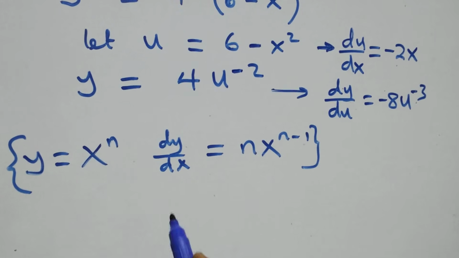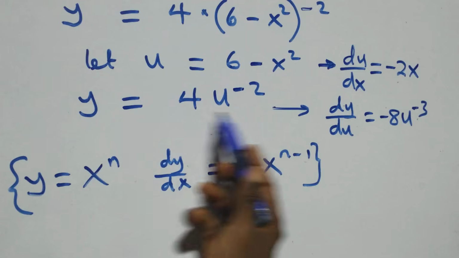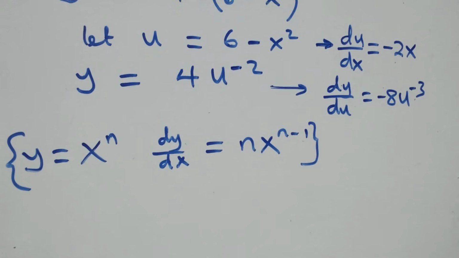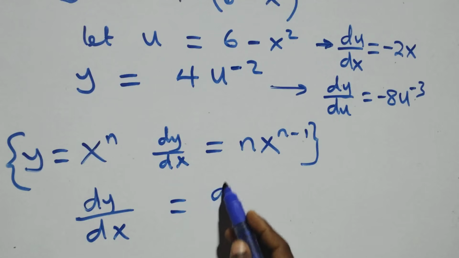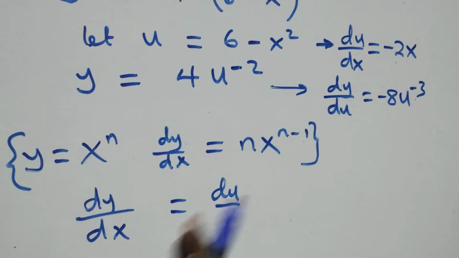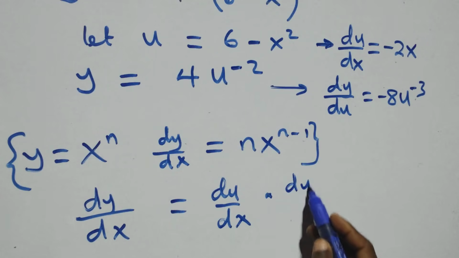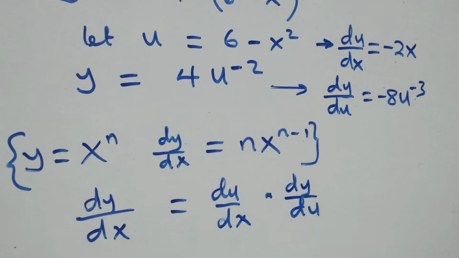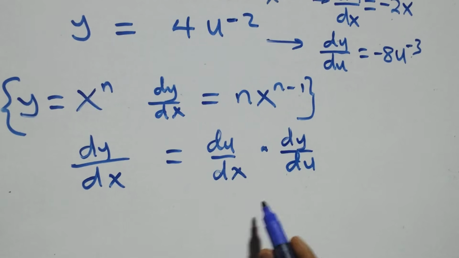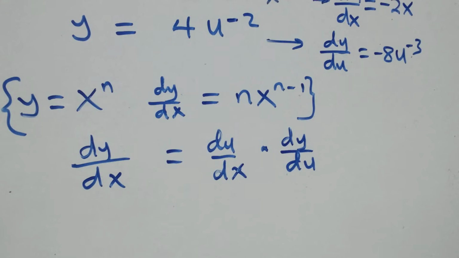The next step: we have found du/dx and also dy/du. So we can relate these to find our dy/dx. From the formula, dy/dx equals du/dx multiplied by dy/du. Ideally, the du cancel each other and we are left with dy/dx.